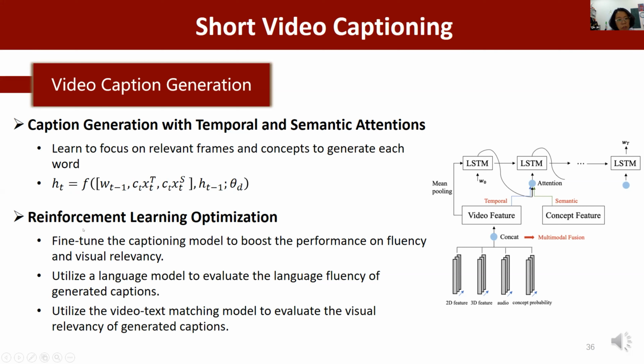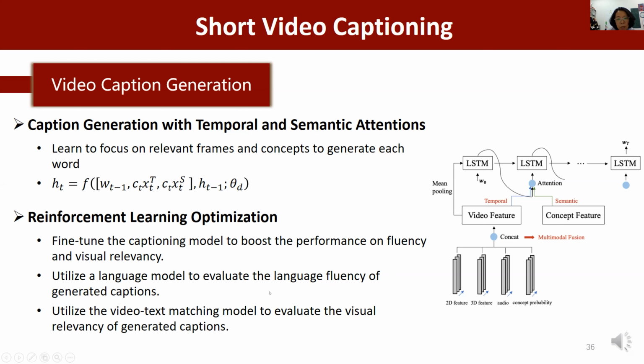Also, in addition to the maximum likelihood optimization strategy, we also incorporated a reinforcement learning strategy to further boost the captioning performance. So here we define two reward functions for the reinforcement learning: the fluency reward function and the relevancy reward function.